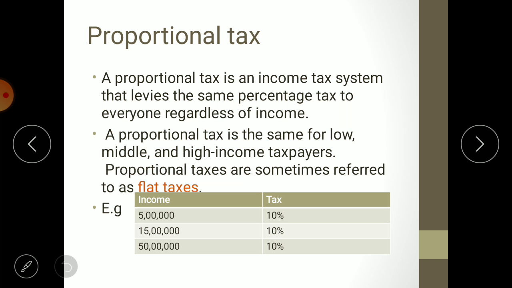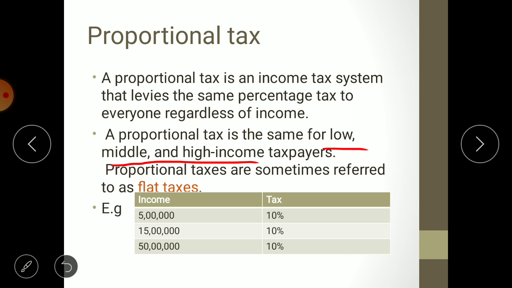If proportional tax is in existence, then you need to pay tax compulsorily to the government. A proportional tax is the same for low, middle, and high income taxpayers. Proportional taxes are sometimes referred to as flat taxes. What is the word written here? Flat taxes. Flat means what? A simple rate is decided and that needs to be paid by everyone. Again, it is written here, it is the same for low income, middle income, or high income people.